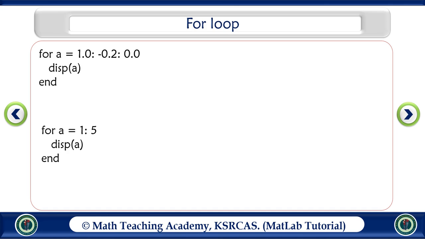Now the present value of a is 3. So 3 is displayed on the screen. And then go to end, and then the control will transfer to the for loop again. Now the present value of a is 4. So 4 is displayed on the screen.